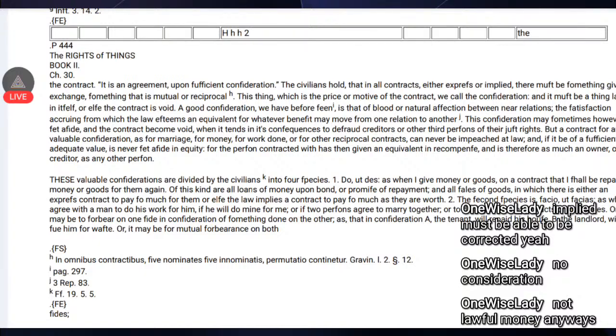These valuable considerations are divided by the civilians into 4 species.